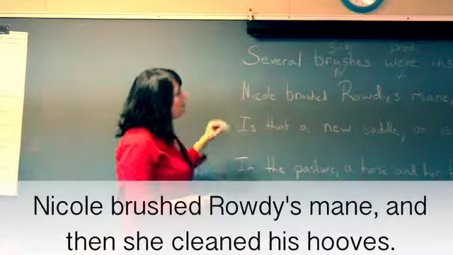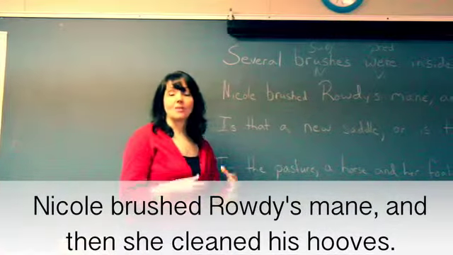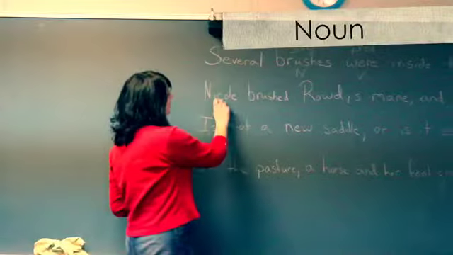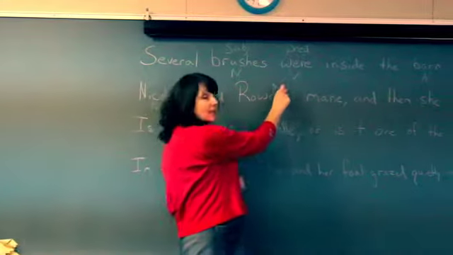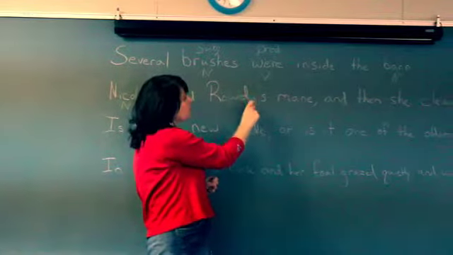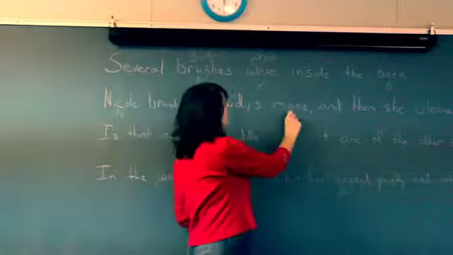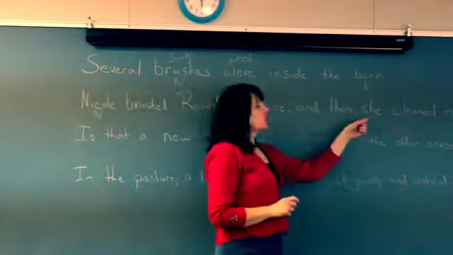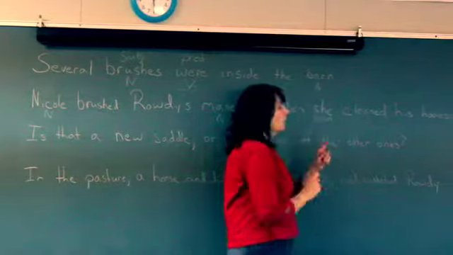The next sentence: Nicole brushed Rowdy's mane and then she cleaned his hooves. So first we have to identify our nouns and then we'll identify our verbs. So Nicole is a noun. It's a proper noun. Rowdy is a noun, but notice it has an apostrophe S here. It's showing possession, so it's actually acting like an adjective here. That means that mane is a noun. And then we have she, which is a pronoun, and hooves is a noun.